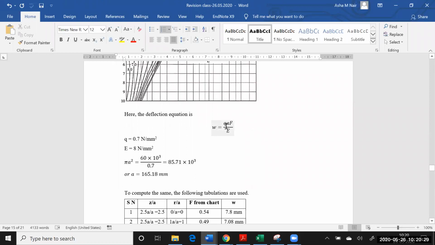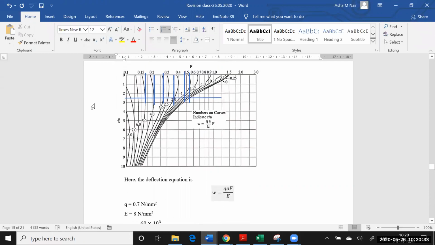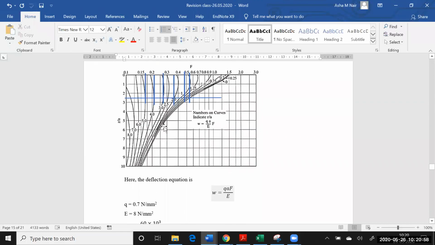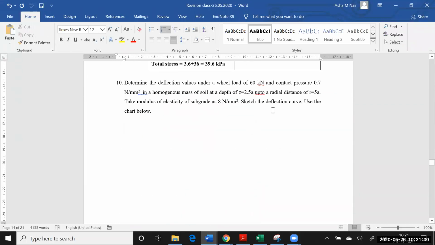Now, how are you going to get the value for F? F is not just one value. F is a function of Z by A. What is Z? Z is nothing but the depth, and A is nothing but again the contact radius. Similarly, these curves are all with respect to R by A. So this is R by A equal to 0, 0.25, 0.5, 0.75, 1 like that. They are all for different values of R by A. And they have also asked you to find out the deflection curve.